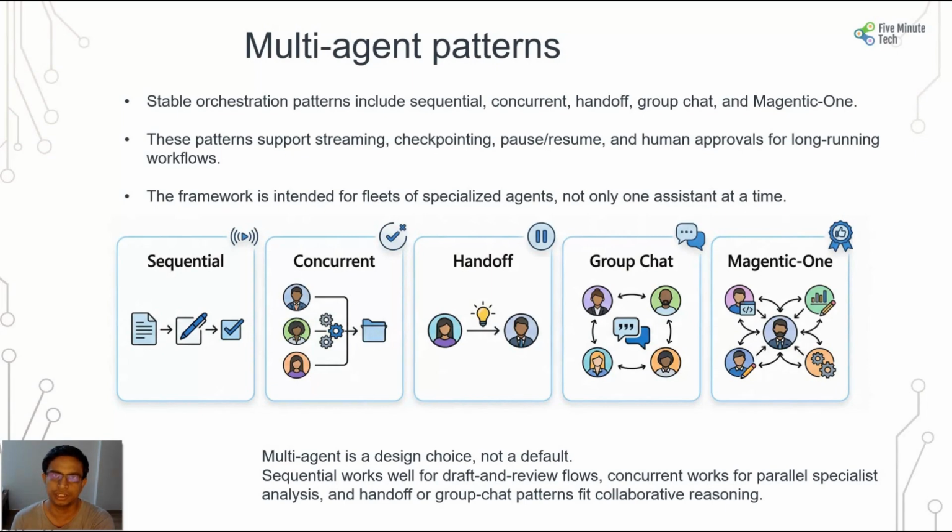The framework is intended for a fleet of specialized agents, not only one assistant at a time. Now, multi-agent systems are a decision choice and not the default. You may need to apply them or not depending on your use cases. Sequential works well for draft and review flows, concurrent works for parallel specialist analysis, and handoff or group chat patterns fit collaborative reasoning. So based on your need, you need to adapt and adjust your multi-agent architecture.